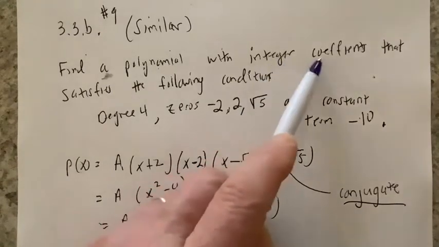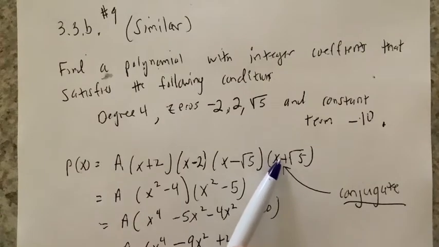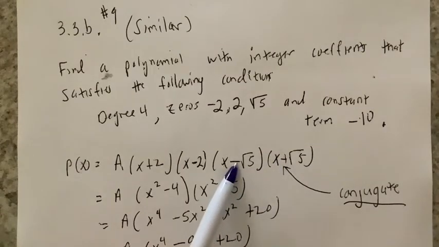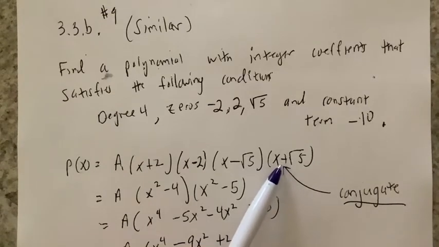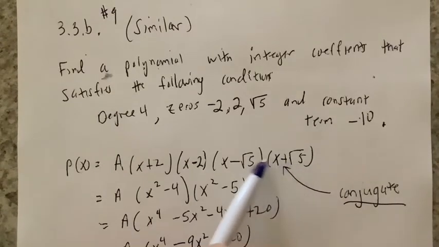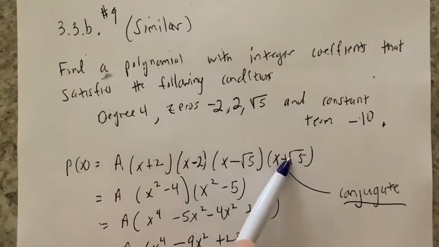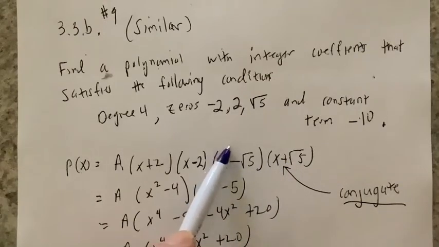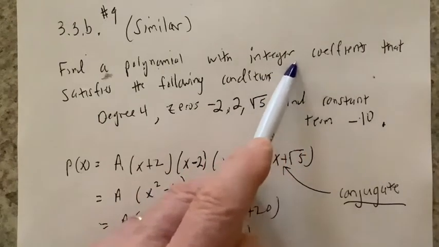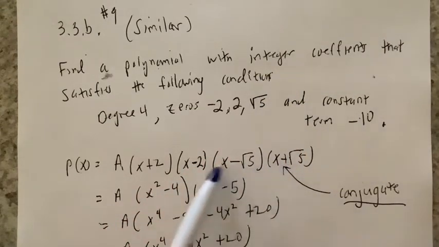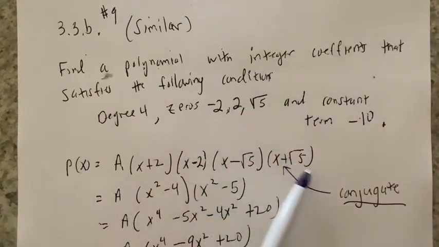Since it has integer coefficients, you have to have the conjugate of this factor also. You see how it has to have degree 4? So the last missing factor has to be x plus square root of 5. When you multiply a number times its conjugate, you're going to get x squared, in this case, minus 5. You see how you're going to have integer coefficients? If you didn't have that factor there, you would have square roots in your final polynomial, and that's not what you want. So that's the trick. The missing factor is the conjugate.